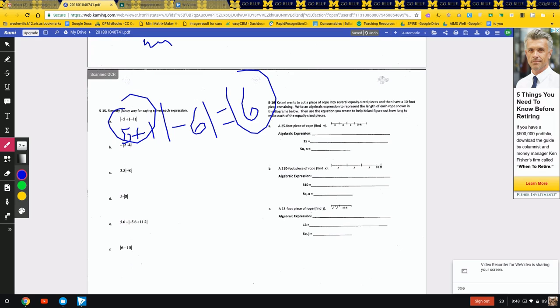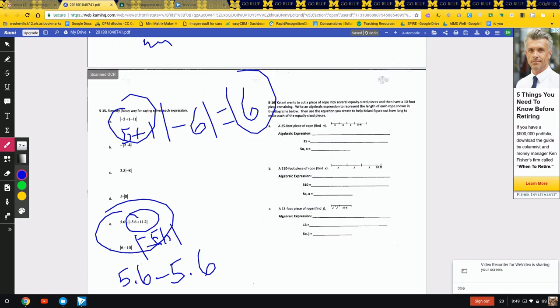The only other one that will kind of trick you out is letter E. You have to solve it in here. So if you have a negative plus a positive, we have more there for our positive, so we end up getting -5.6 in absolute value, which is equal to 5.6. You bring down your other 5.6 to subtract it from 5.6, you'll get an answer of 0.